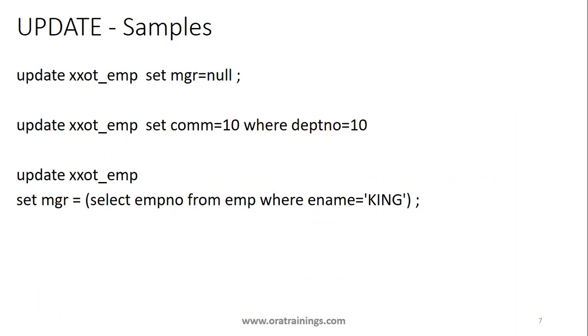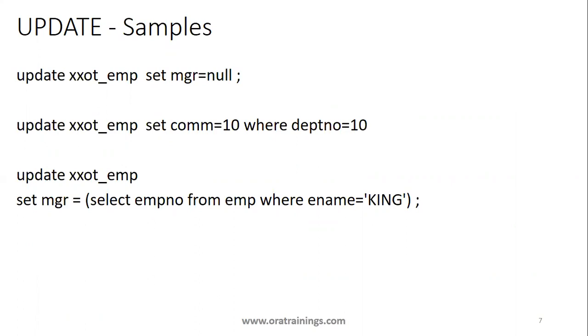I'm trying to set the manager value for all the records to null. And the second syntax here, if you observe, I mentioned a where condition. I'm trying to update the commission percentage equal to 10, where the department number is equal to 10. Wherever the department number is equal to 10, for all those particular employees, the commission will be set to 10.